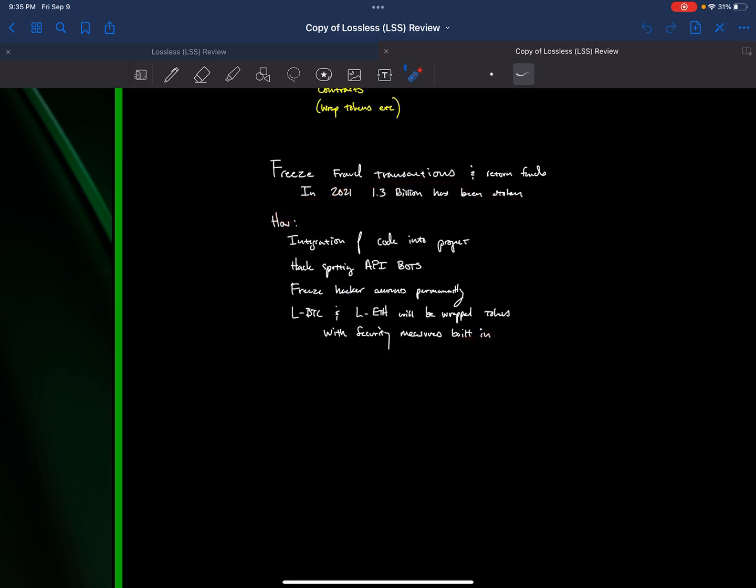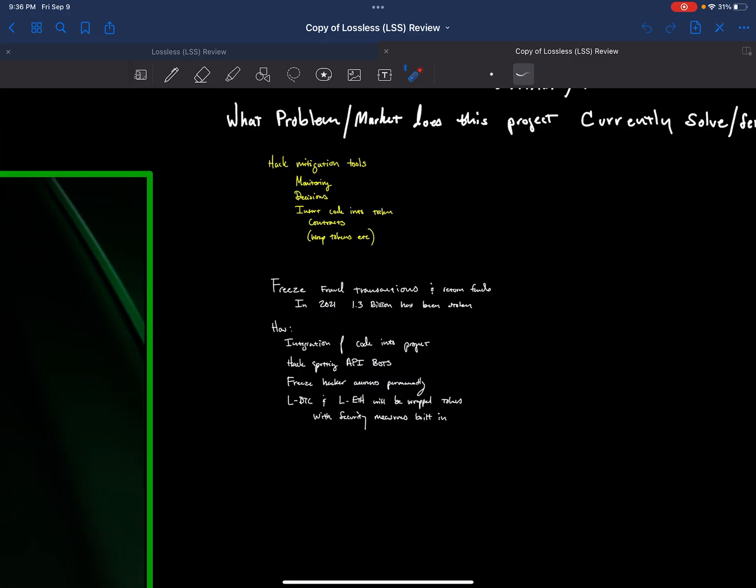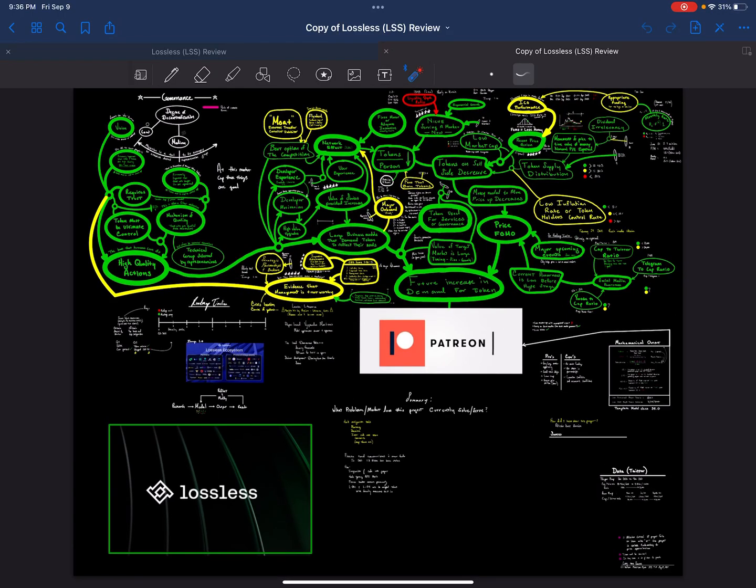And another way I'd say is integrating code into projects, hack-spotting API bots, freezing hacker accounts. They could do hacker identification of accounts. And they also have something called LBTC or LETH. So that's pretty cool. I think that service is going to be pretty cool when that goes live. So that's just a general gist of what they do.